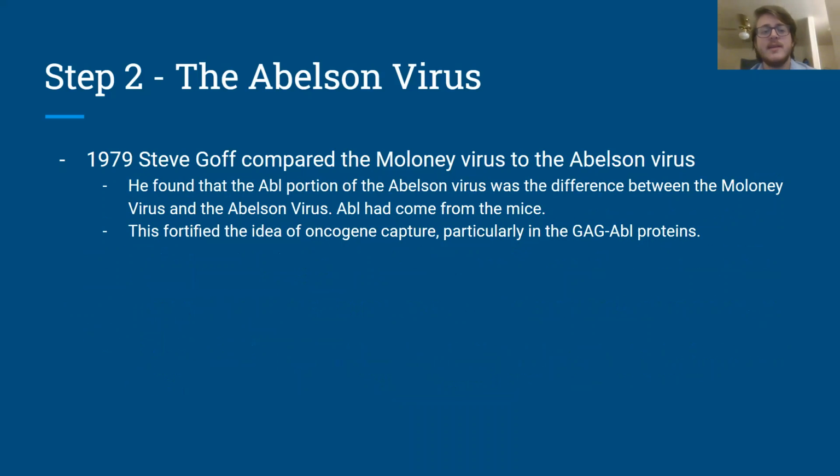Three years later, 1979, Steve Goff is comparing the Maloney virus to the Abelson virus. He's looking at, okay, what is the particular difference in the DNA sequence between the Abelson and the Maloney virus? And what he finds is that the Abelson is missing portions of the Maloney virus, but it also has additional DNA. And what he found is that ABL had actually come from the mice. The ABL portion of GAG-ABL had come from the mice. And so they knew, okay, this is oncogene capture again. This is just like the Rouse sarcoma virus and the SARC gene coming from the chicken. The ABL came from the mice.